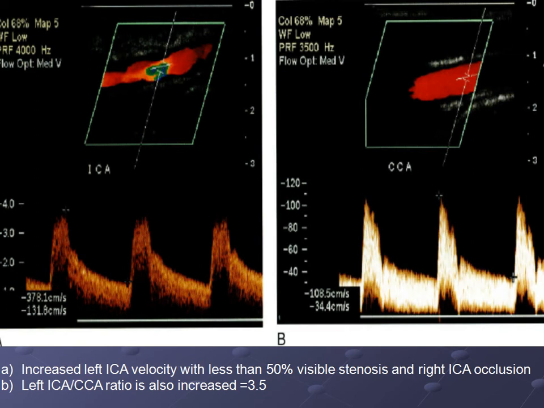When you image both sides, you clarify it exactly. If you start measuring with this side, you will have something confusing. The plaque is less than 50%. Why is the flow markedly elevated? You finish your exam on the right side, you go to the left side and you see there is an occluded ICA. That's why, because this side is compensating.